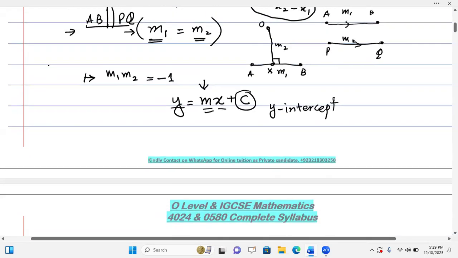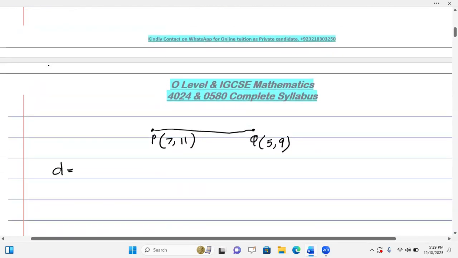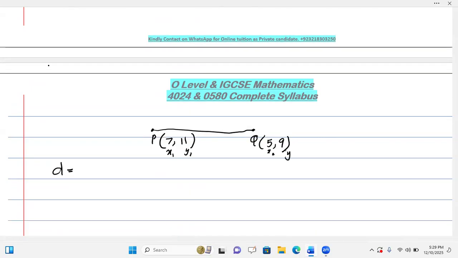So now, first of all, I will highlight here. This is my x1, this is my y1, this is my x2, this is my y2. So x2 minus x1 is 5 minus 7, whole square, plus y2 minus y1, 9 minus 11, whole square, taking the square root for calculating distance.